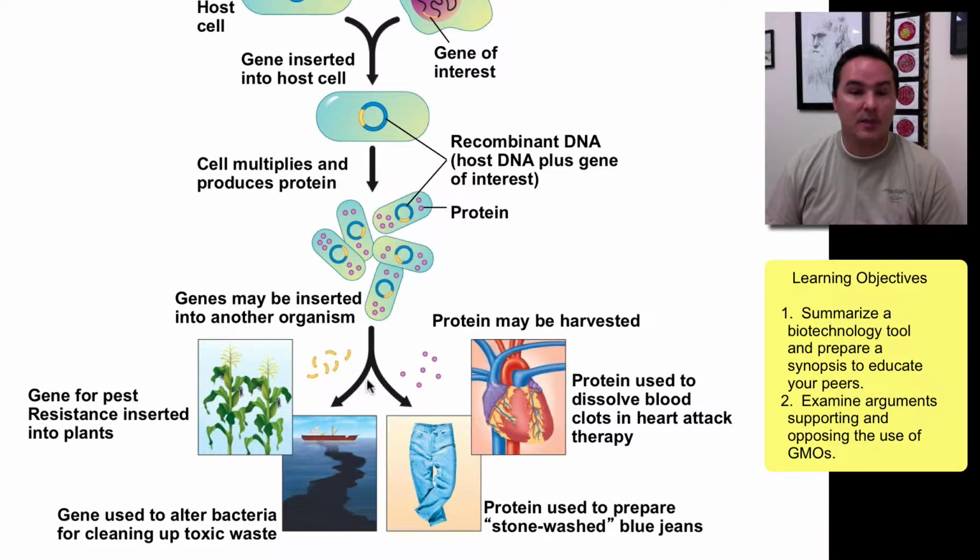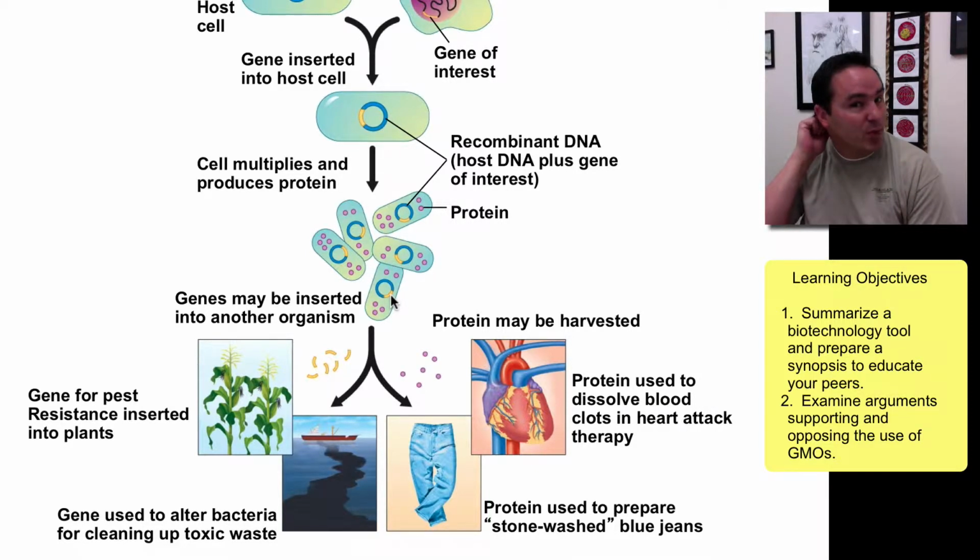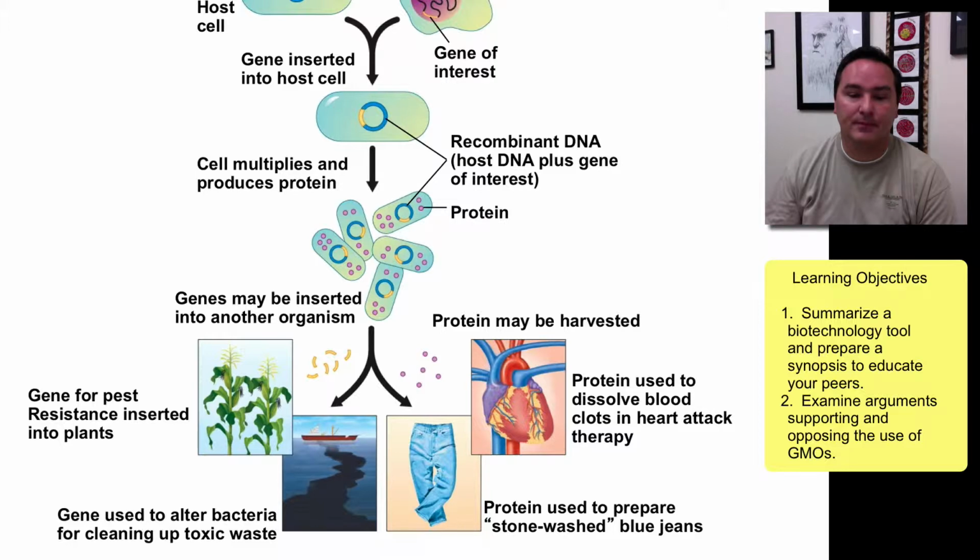You could use the bacteria themselves to go in and clean up, for example, an oil spill. If the gene here was a gene that was used to process oil, to break down oil, you could use the products of the gene, so like the proteins here or the enzymes. And this is one of the ways that now genes are stonewashed. They're not actually washed with stones anymore.